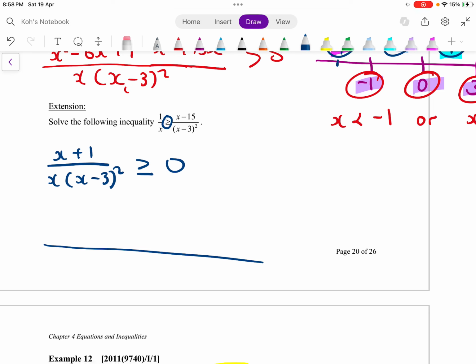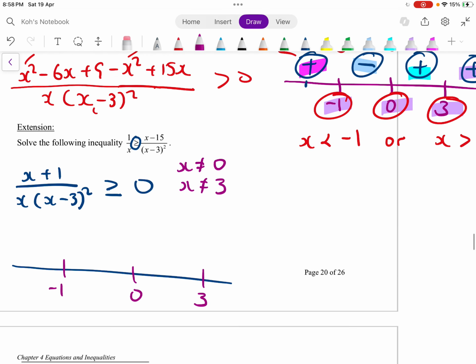But before I draw any number line, I look at the denominator. I put x cannot be equal to 0, x cannot be equal to 3. Then I fill in the critical values. The critical values are the same: negative 1, 0, and positive 3. So definitely all the signs should be the same as well: positive, positive, negative, and positive.